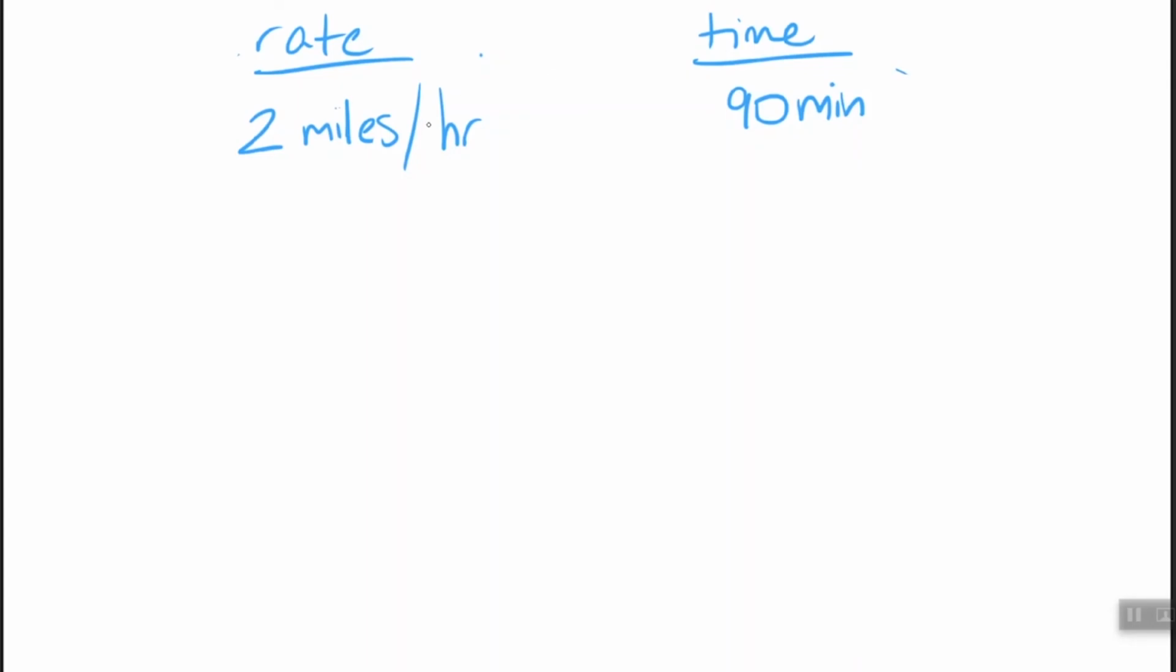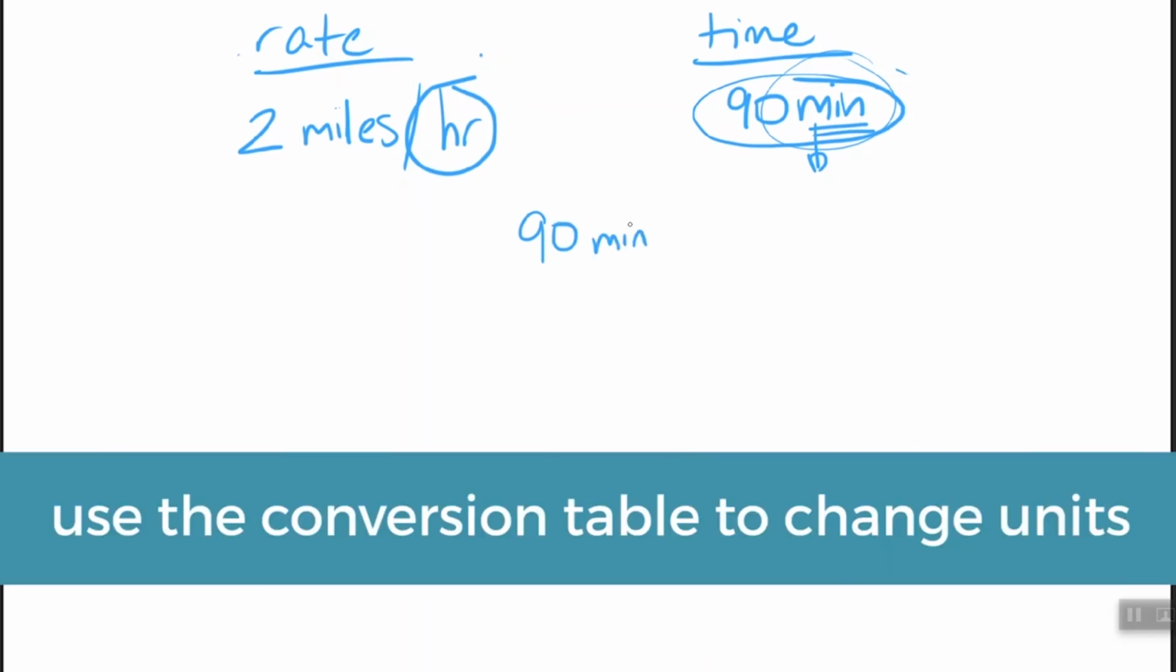In this scenario, we have a rate and a time. However, the times in each of them are not the same. So in order to solve this problem, we must make the times equal. To do so, let's start with the minutes. We're going to change this time, minutes, into hours. To do so, we're going to use a tool that we learned in chemistry called the conversion table. I'm not sure if that's the real name, but we're just going to go with it.